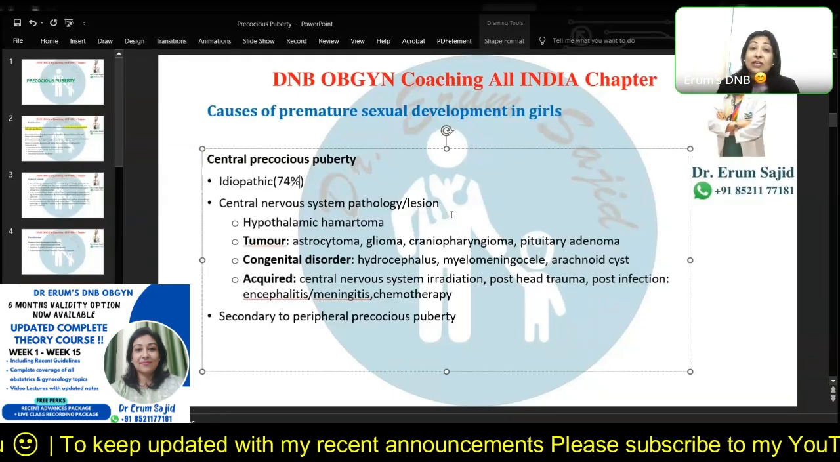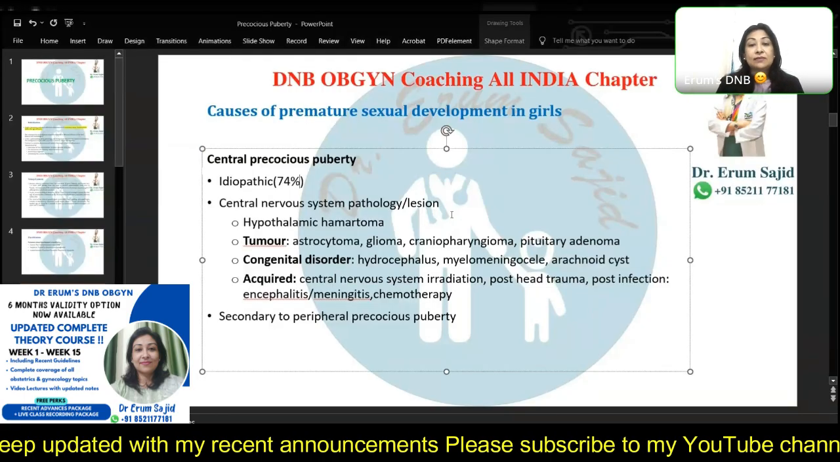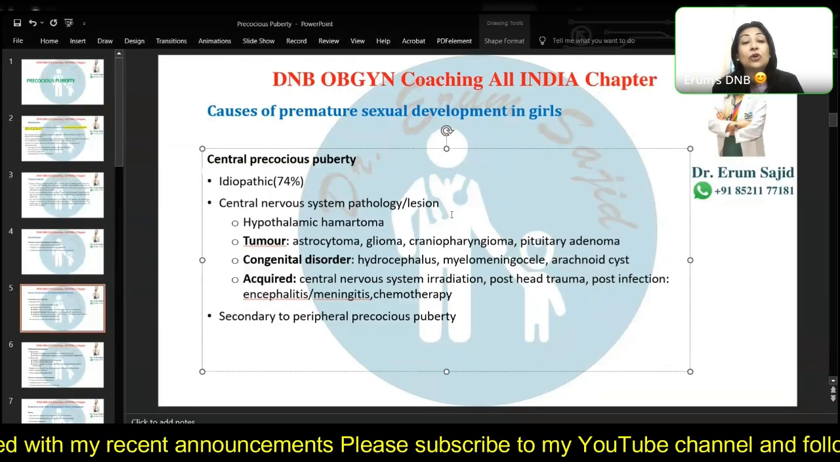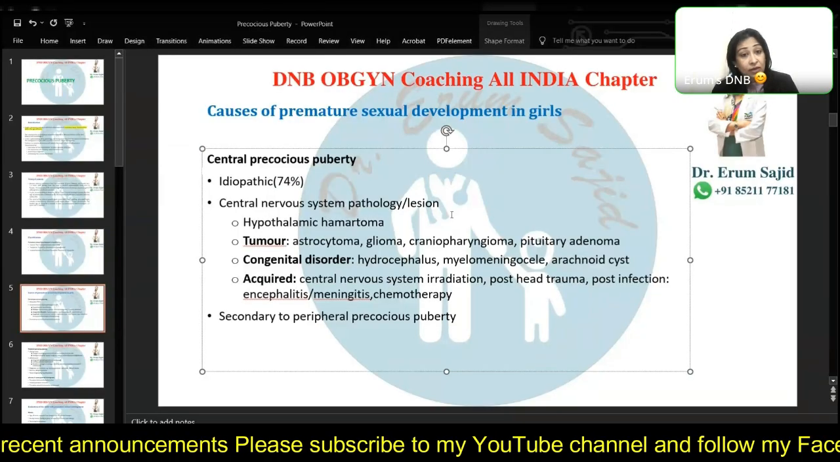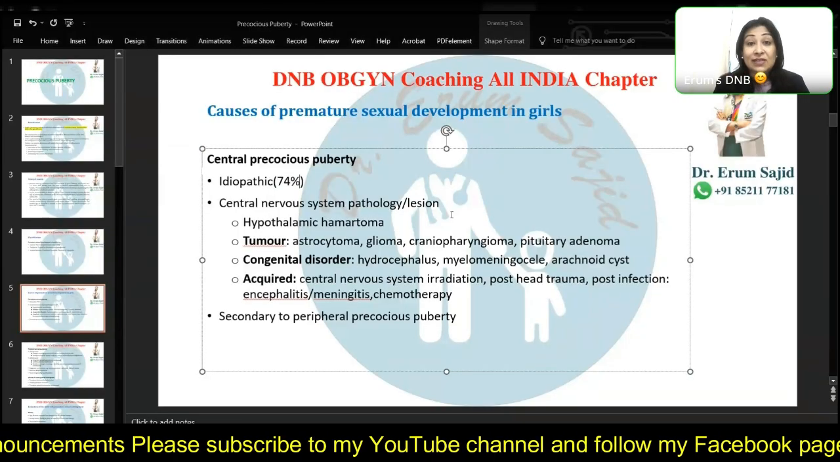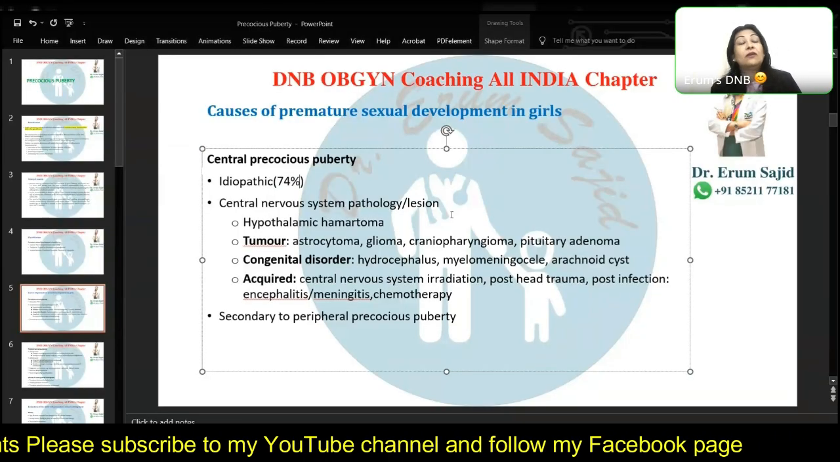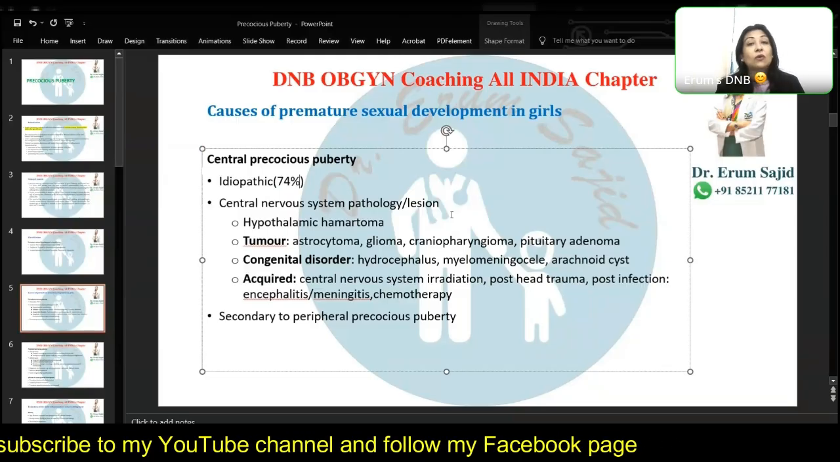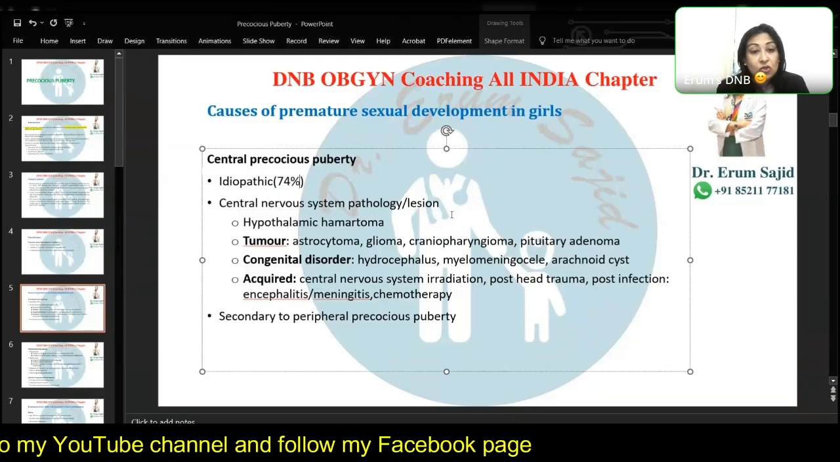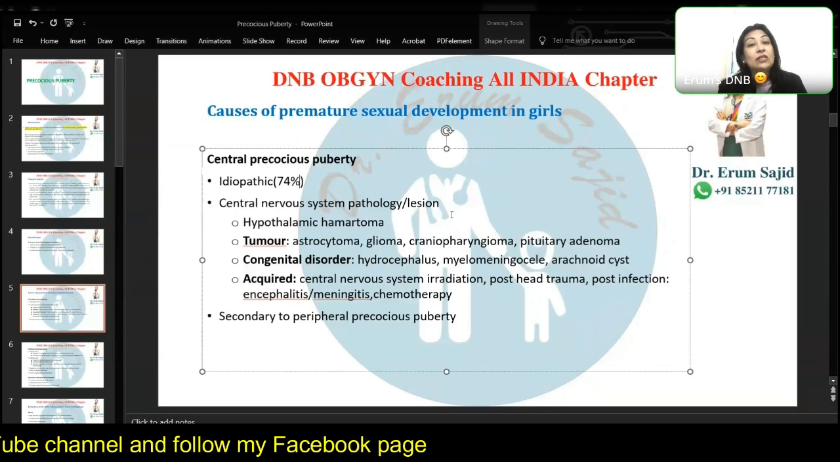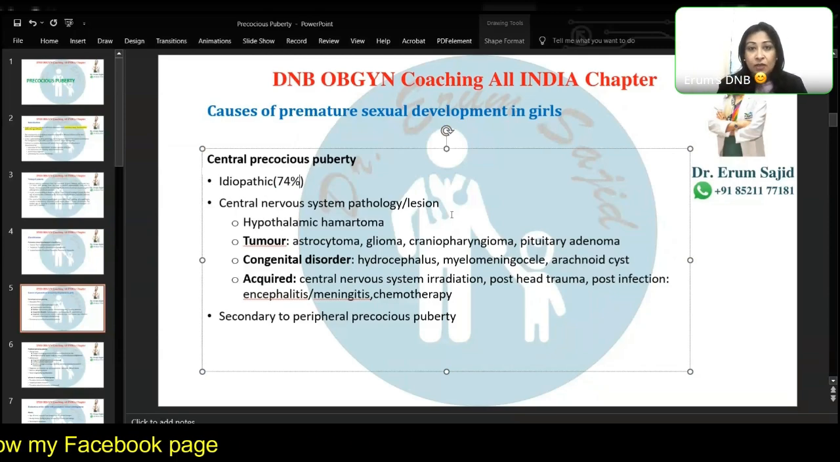Or she had some congenital problems like hydrocephalus, meningomyelocele, all these neural tube defects. Or she has some acquired problems like radiotherapy, trauma, infection, or inflammation. So meningitis, encephalitis, all these, and chemotherapy, radiotherapy, injury and infection.